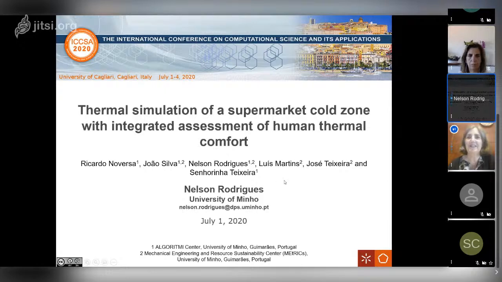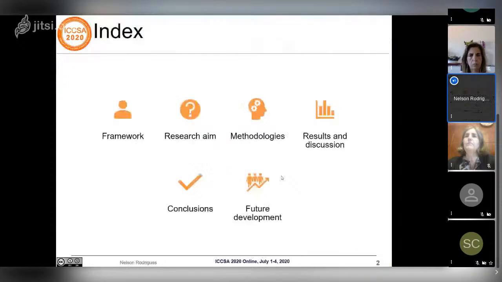Okay, right. Then as Professor said, my name is Nelson. I'm with University of Minho, and I'm presenting to you a work made by Ricardo Noversa, who was a master's student at University of Minho last year. And the study is the thermal simulation of a supermarket cold zone with integrated assessment of human thermal comfort.